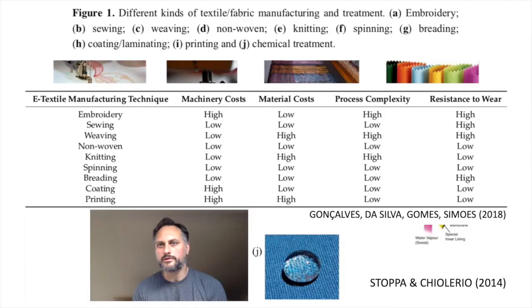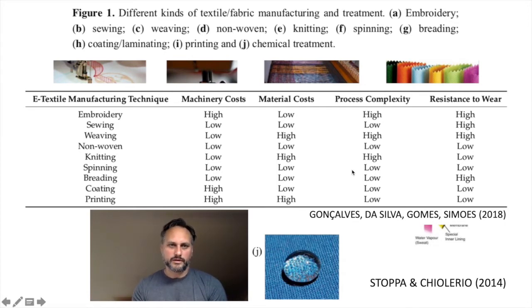All of these come at different machine costs, material costs, and involve different process complexity. Of course, that affects the resistance to wear as well. For example, embroidery has high machinery costs typically, but low material costs. And then again, converting the patterns that you need to set up for an embroidery machine, making sure it stitches nicely without breaking the thread, involves quite a high level of process complexity. But the results are very resistant to wear.